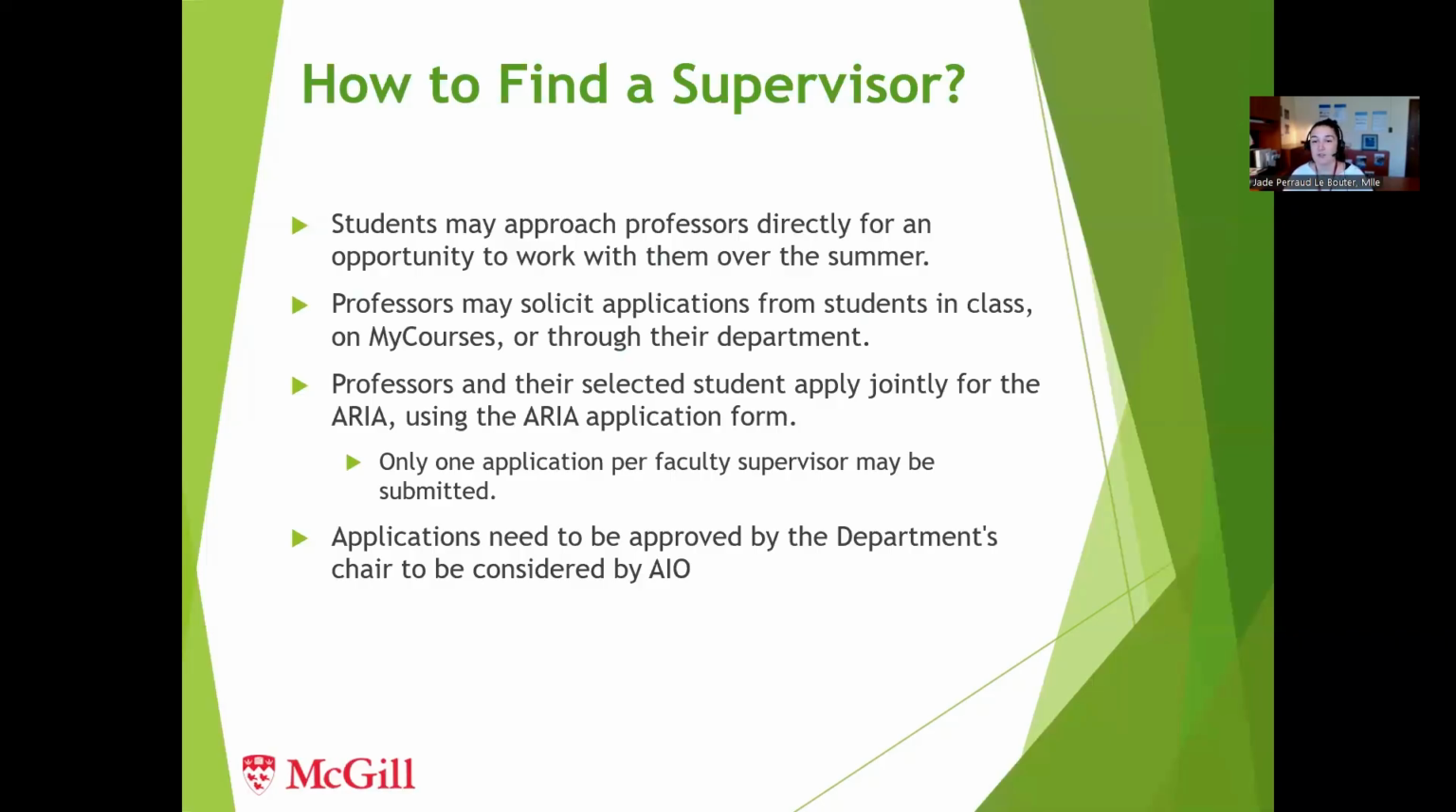What's important is that you apply jointly with the supervisor once the forms open, using the ARIA application form, which I will show you a bit more about in a minute. And once again, it's one application per supervisor and per student. A quick note: the applications need to be approved by the department's chair to be considered by the AIO. I'll show you what it looks like on the website, but it's not just sending the form. After that, you need to have it approved by the department's chair.